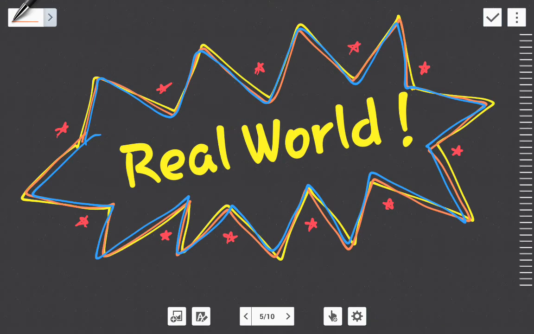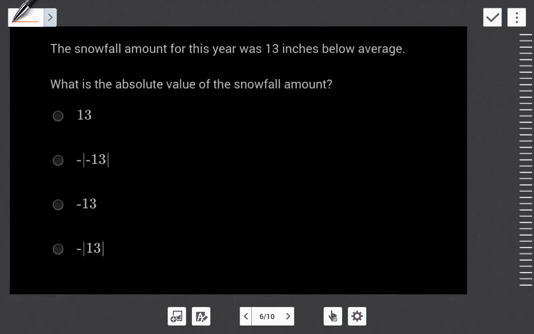Let's take a look now at some real-world examples where we'd have to use absolute value. In this problem, it says the snowfall amount for this year was 13 inches below average. What is the absolute value of the snowfall amount? Okay, so we have 13 inches and it's below average, so we're talking about negative 13, and we have to find the absolute value of that. So we put the two vertical lines around negative 13 and we ask ourselves, how far away is negative 13 from 0? Well, we know that it is 13 units, so my answer is going to be 13.